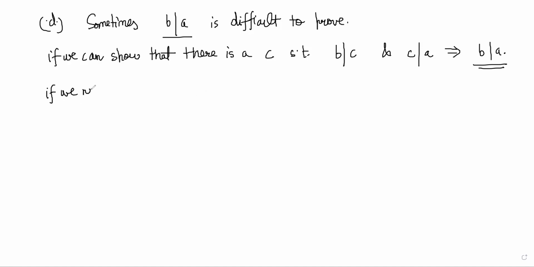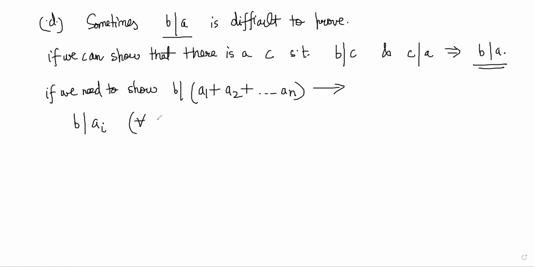Now, if we need to show B divides the sum of these numbers, A1 plus A2 till AN, then sometimes it is more convenient to try to prove that B divides AI for I equal to 1 to N. So it might be more convenient to prove the stronger proposition that B divides each of these numbers. If B divides each of these numbers, because multiples are closed under addition, the combination of those multiples will also be divisible by B. This is a stronger proposition.